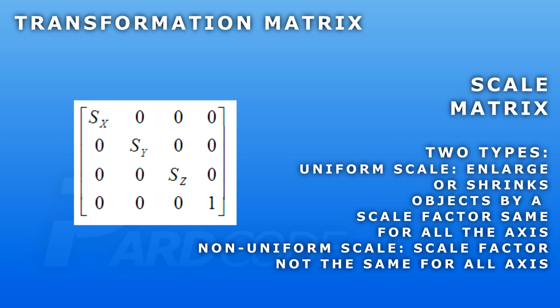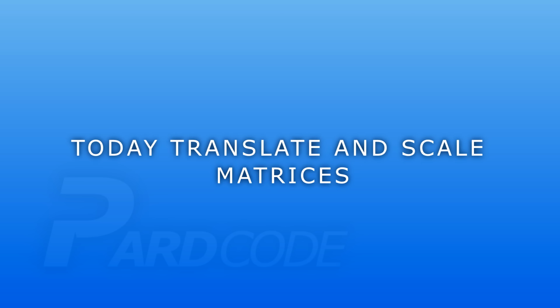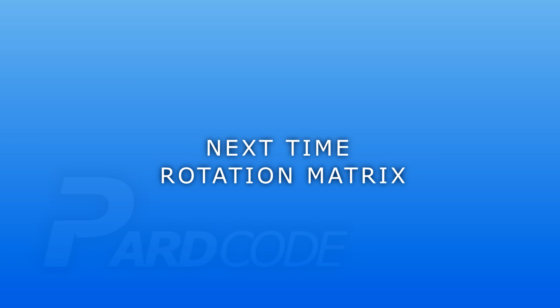Last but not least, we have the scale matrix. This allows us to stretch our vertices in many ways. There is the so-called uniform scaling, where the various vertices are stretched by a scale factor that is the same for all the axes. And then there is the non-uniform scale, same as the uniform, with the difference that the scale factor can be different for each axis. The three scale factors, for example for 3D spaces, are placed in the diagonal of the matrix. Today, we will see how to make and use translation and scale matrices. We will see the rotation matrix more deeply in the next tutorials.